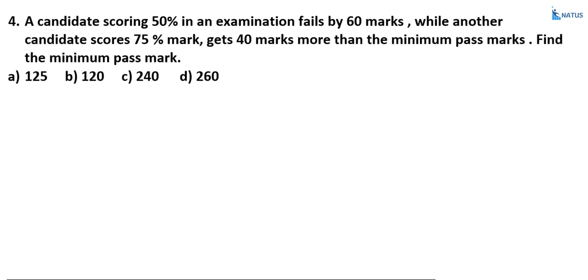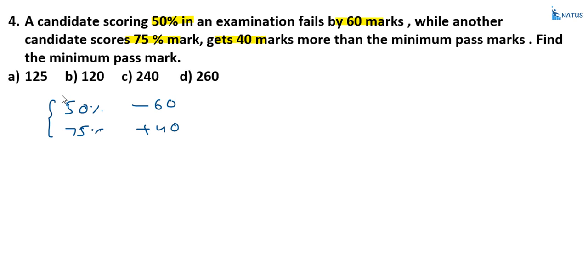A candidate scoring 50% in an examination fails by 50 marks, while another candidate who scores 75% marks gets 40 marks more than the minimum pass mark. Find the minimum pass mark. Right. See, suppose a candidate scoring 50%. What happened? Fails by 60 marks, minus 60. 75%. What happened? 40 marks more than the minimum pass mark. What is the difference between these two percentages? That is equal to 25%. What is the difference between these two marks? That is equal to 100 marks.